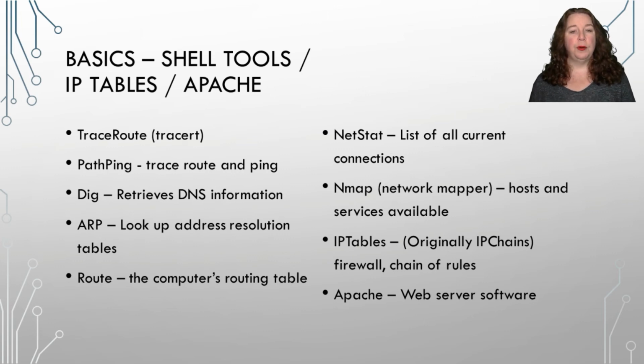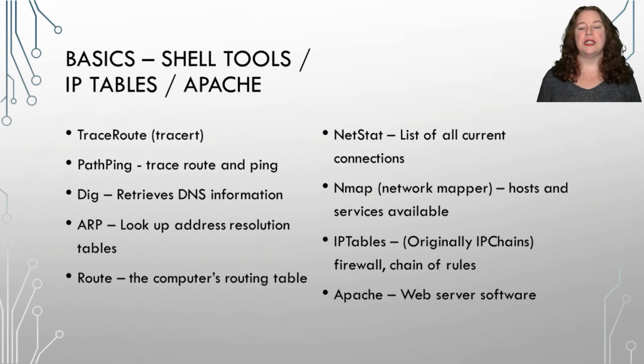Path ping is both a traceroute and a ping. Remember, ping is where you just ask the other computer, can I reach you? And then they tell you how long it took. Path ping does both a traceroute and a ping, and that's available in a Linux machine. If you want to get your DNS information, you use a command called dig, D-I-G. And dig is going to pull in that DNS information for you.